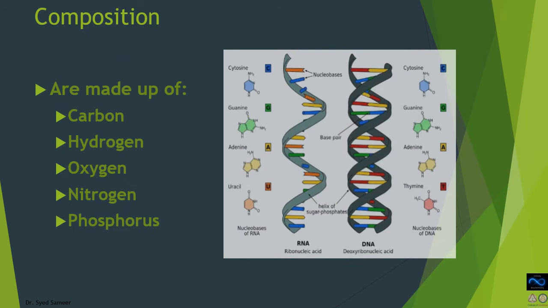Their composition is of five different elements: carbon, hydrogen, oxygen, nitrogen, and phosphorus. So nucleic acids are made up of these five kinds of elements.